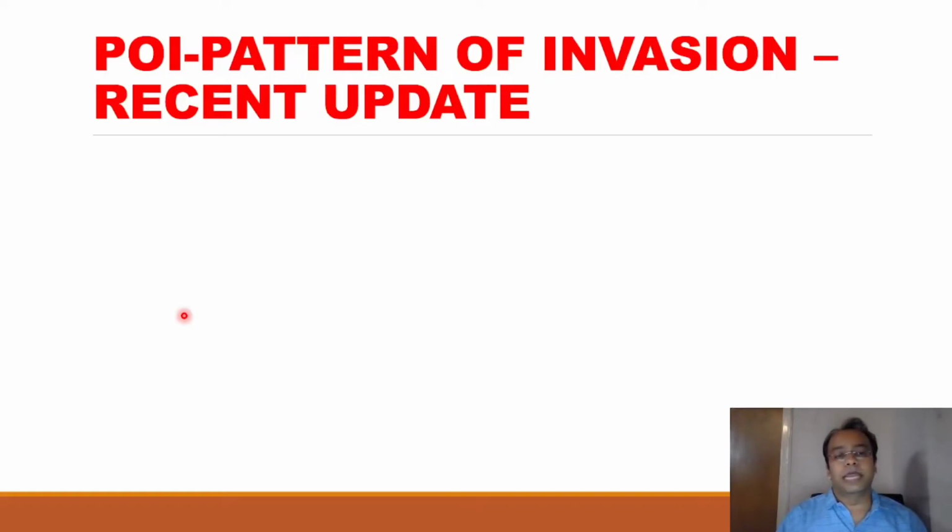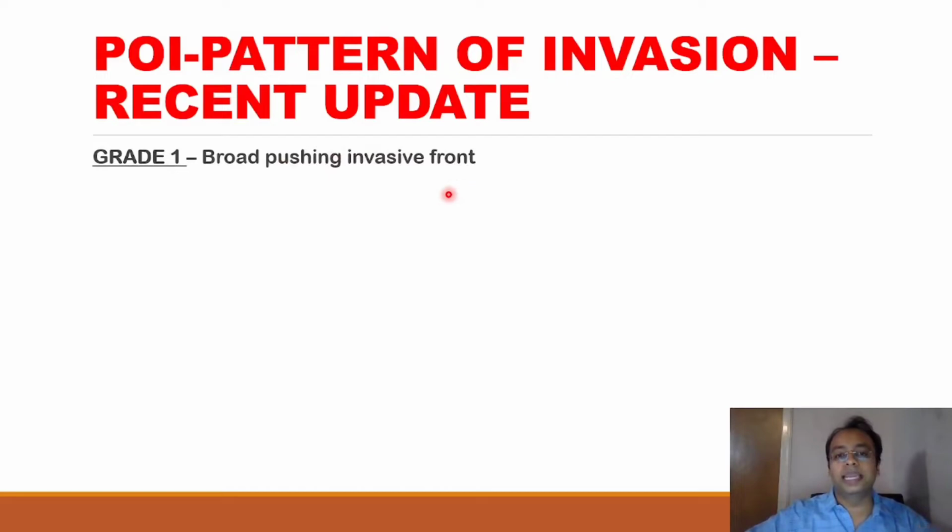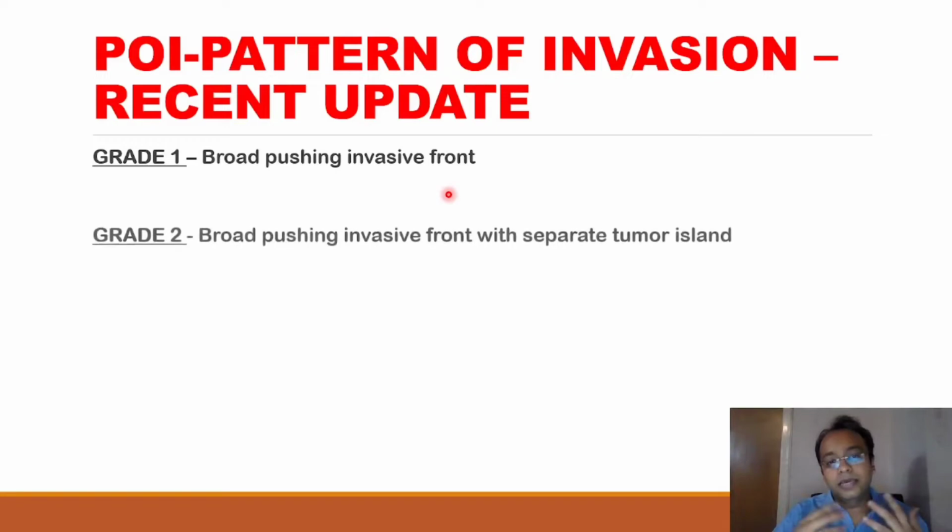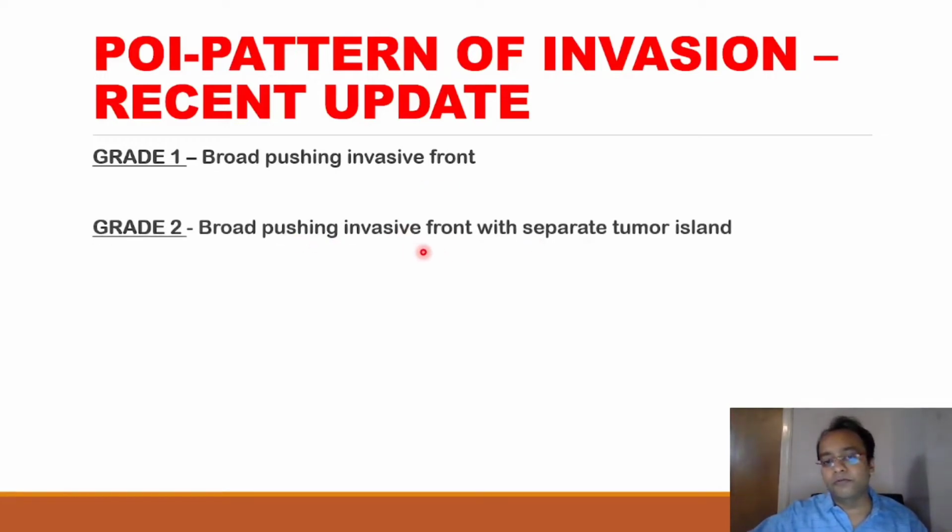Pattern of invasion is also an important prognostic parameter, right? So what is the pattern of invasion? The invasive pattern could be of 5 types. There are 5 grades, right? Grade 1 means verrucous-like. Grade 1 means only a broad pushing invasive front is present, a single broad front invading the stroma, with no individual single cells. Grade 2 means a broad pushing invasive front with separate tumor islands, right? The big invasive front is present along with separate tumor islands.